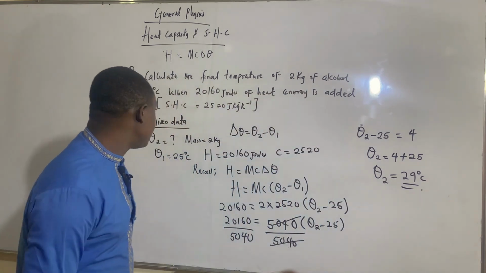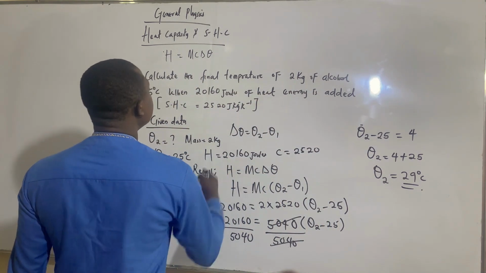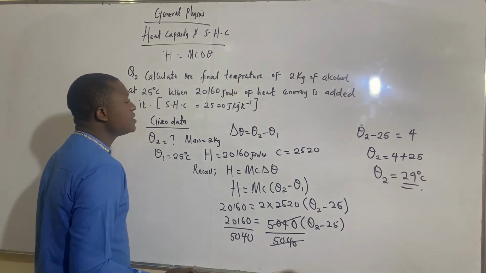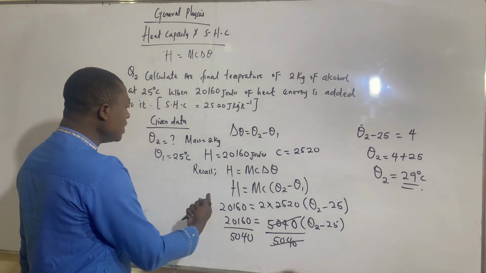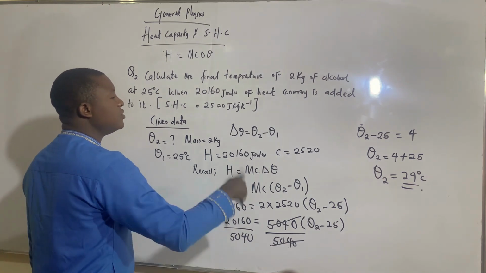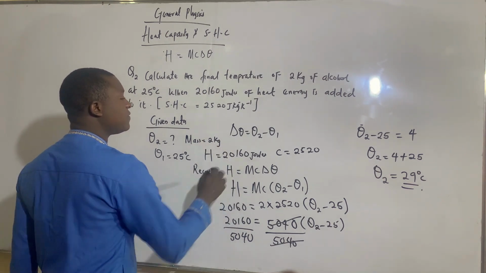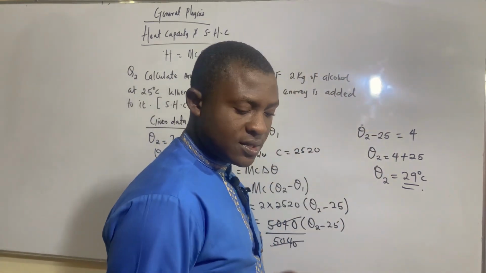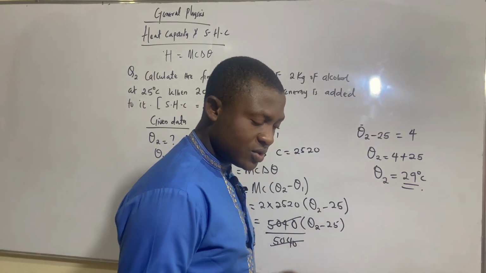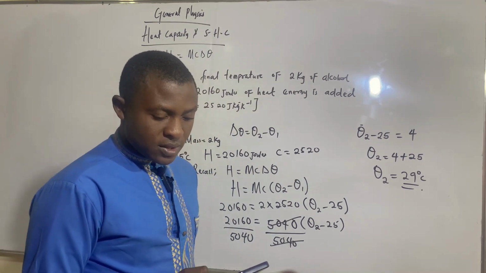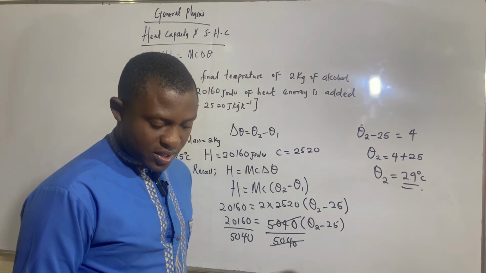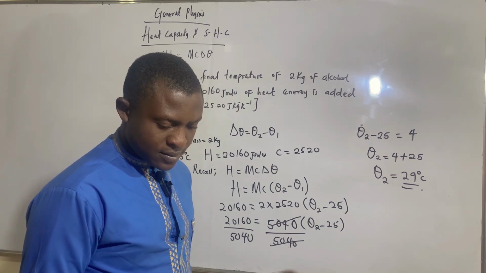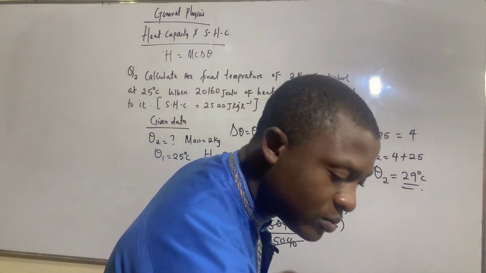So it depends on what you're asked to find. If you're asked to find the mass, you just have to make the mass the subject of the formula. Or if you're asked to find any of these, either the mass, you just make mass the subject, or you may be asked to find the specific heat capacity. So it depends on the one you are asked to calculate. So let's see if I can find one that will require us to find that. Okay, let's look at this. Then we round it up and move further.